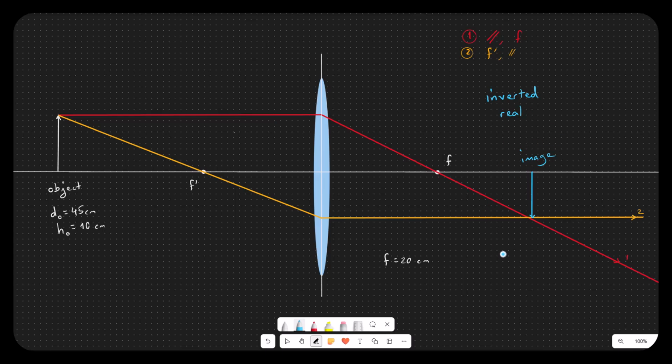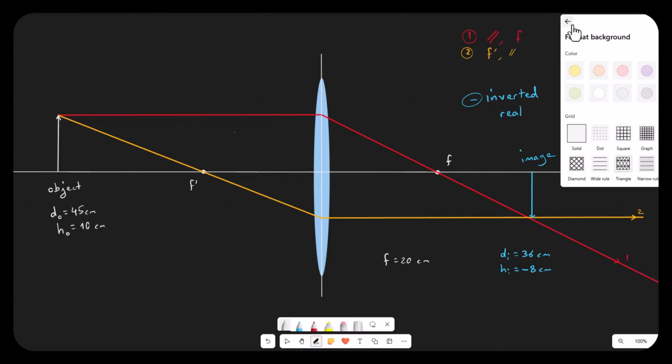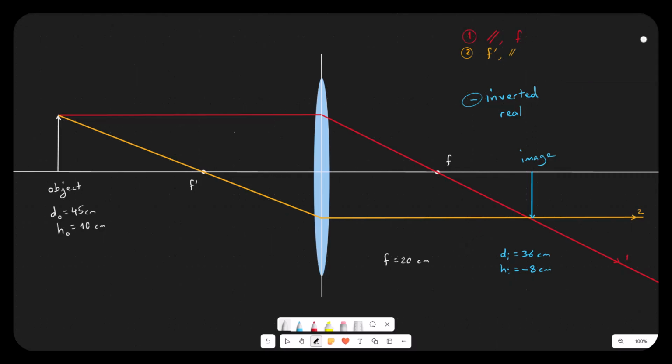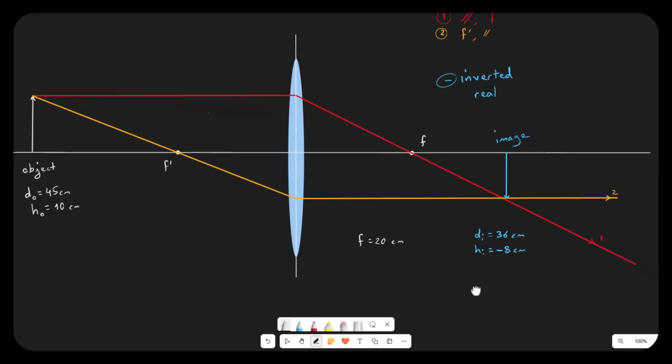So I have an image distance of 36 centimeters, if I count, and I have an image height of 8 centimeters, but it's upside down, so I'm going to pick up a minus sign. That minus sign corresponds to this thing being inverted. Now I am going to get rid of this background, and I want to try and see what I can do with this.